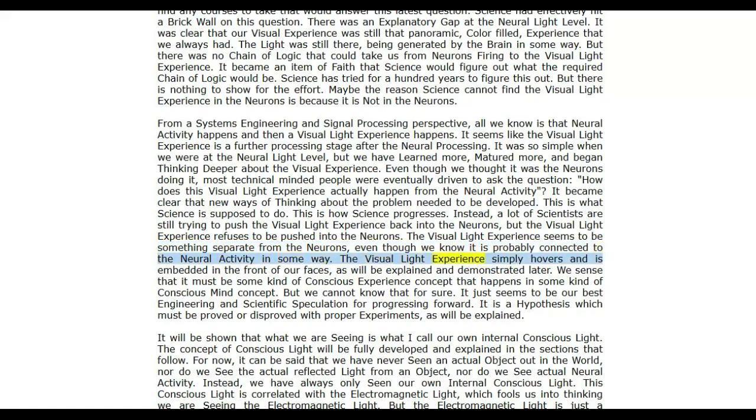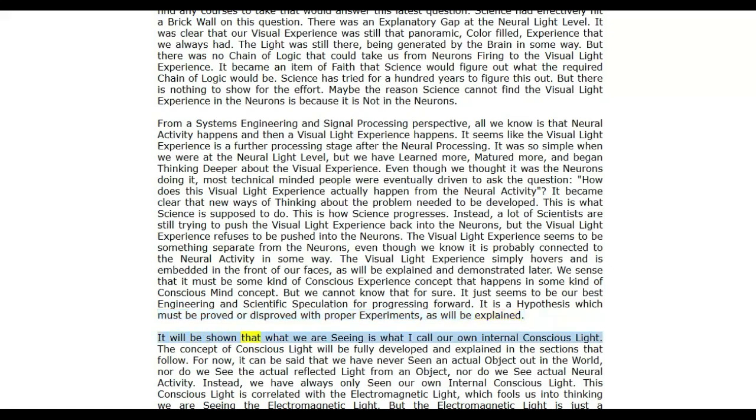The visual light experience simply hovers and is embedded in the front of our faces, as will be explained and demonstrated later. We sense that it must be some kind of conscious experience concept that happens in some kind of conscious mind concept, but we cannot know that for sure. It just seems to be our best engineering and scientific speculation for progressing forward. It is a hypothesis which must be proved or disproved with proper experiments, as will be explained.